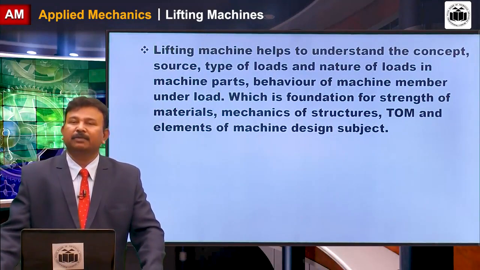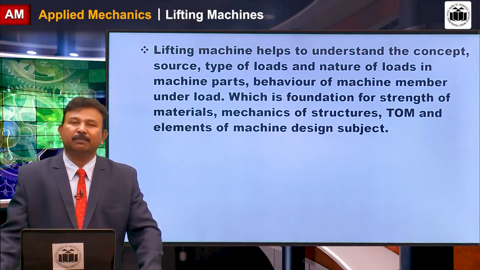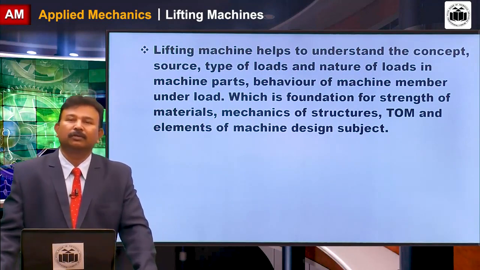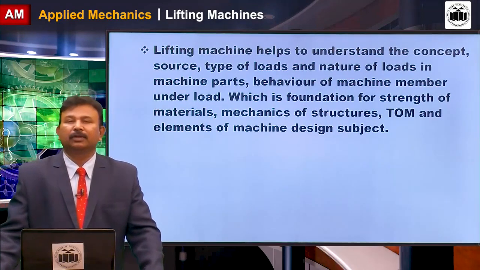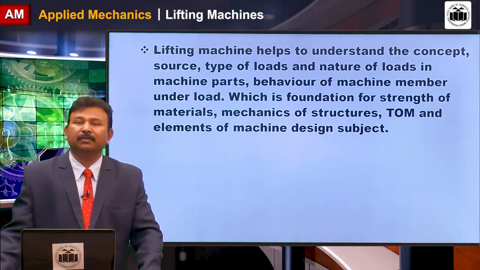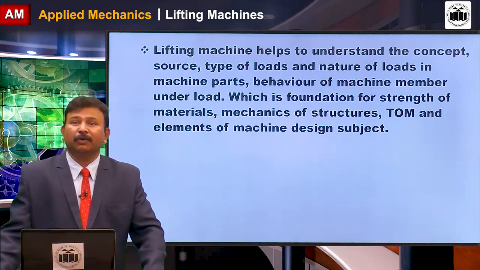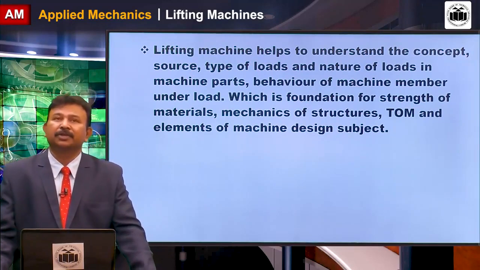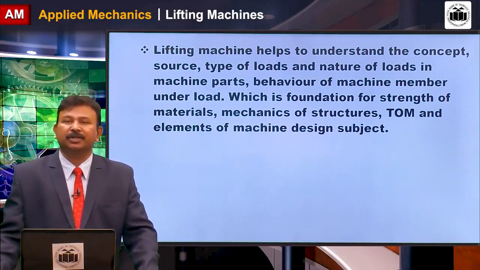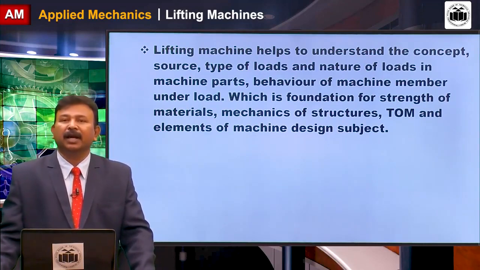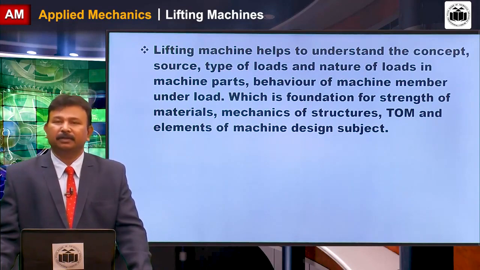Lifting machines help us to understand the concept and sources of load, nature of load on the machine part and behavior of the machine member under this load. Now this information is the foundation base for the subjects strength of material, mechanics of structure, theory of machines and elements of machine design.